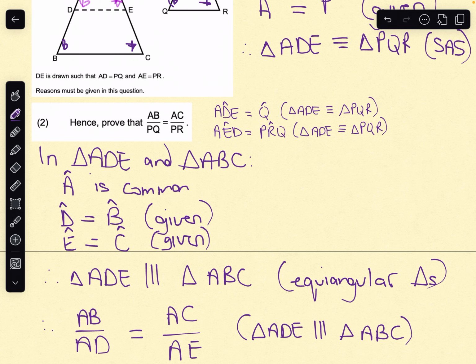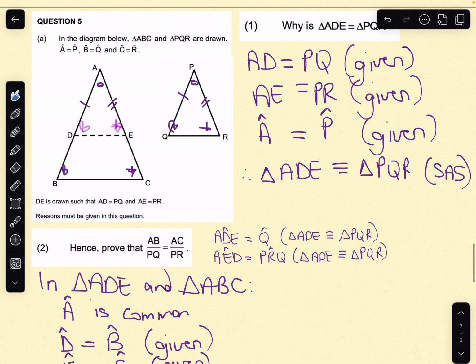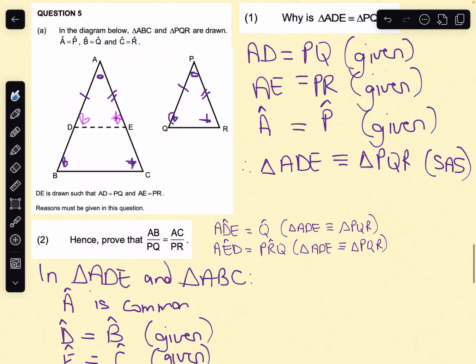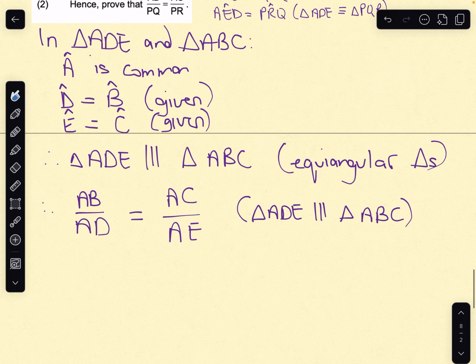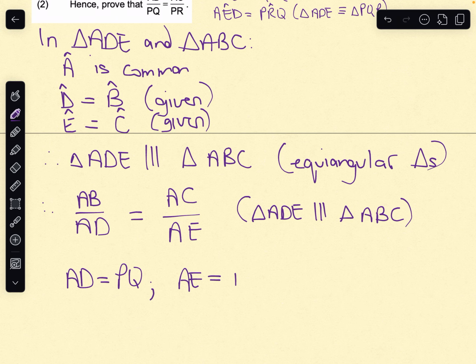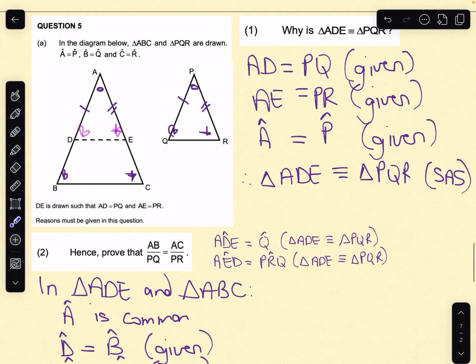Okay, right. And we know that AD is equal to PQ and AE is equal to PR. So we're just going to go ahead and state that. So we know that AD is equal to PQ and AE is equal to PR, and that's because of the congruency that we proved here, which I am just going to take the leisure to duplicate.